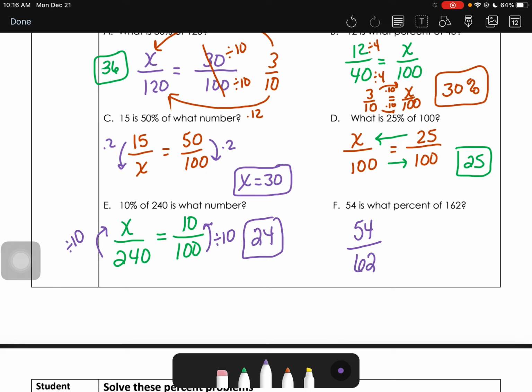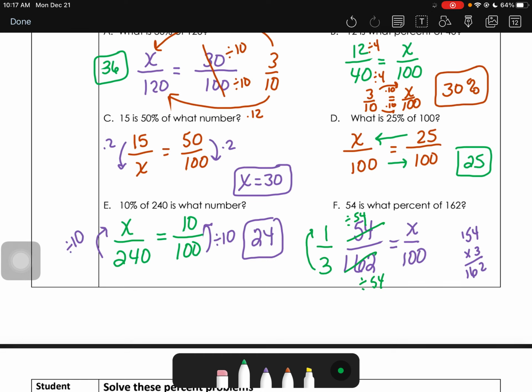54 is what percent of 162? We don't know the percent. Oops, it's 162, sorry. So on this one, if we use our calculator, 54 goes into 162 3 times. 54 times 3, yes, it does. So divide by 54 on both of these. So we have 1 out of 3. So if we want to do this, we would divide by 3, and we would divide by 3. 100 divided by 3 is 33.3 repeating percent.